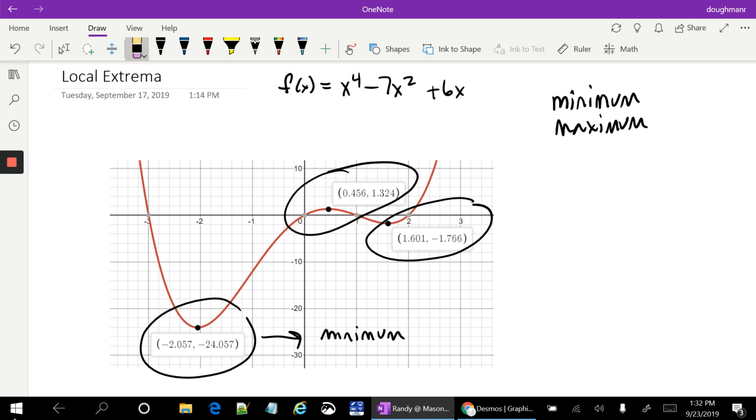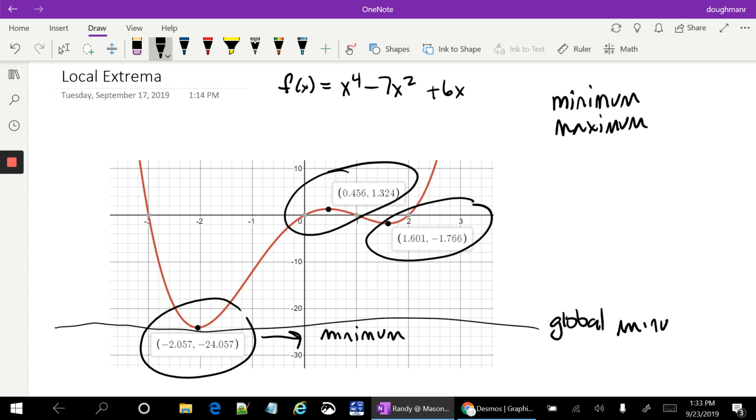But not only is that a local minimum, we look at the entire graph and never, we're kind of bounded, never does the output go below that line. So we're going to say this is a global minimum, right? A global minimum.